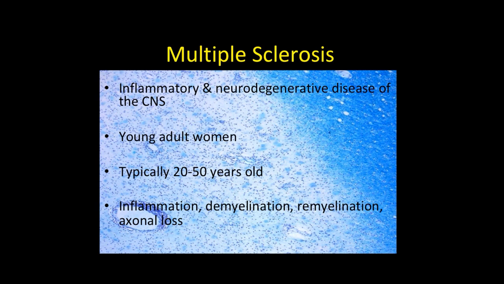So what is multiple sclerosis? Well, it's an inflammatory and neurodegenerative disease of the CNS, usually affecting young adult women, typically 20 to 50 years old. Don't forget that range is all the way up to 50 years old. You can have, from time to time, older patients presenting with demyelinating disease, and we'll see inflammation, demyelination, remyelination, and axonal loss at pathology.